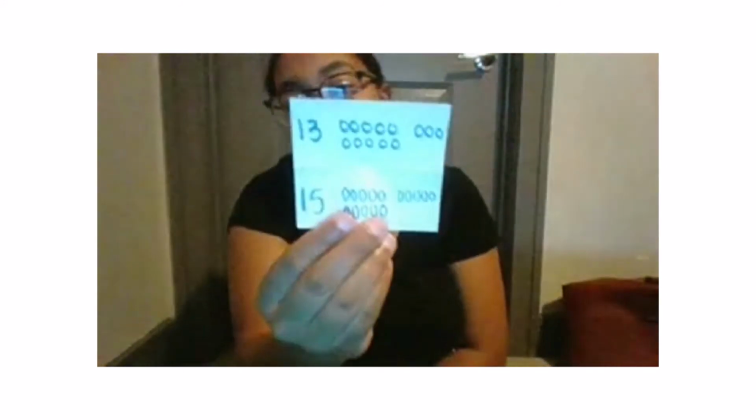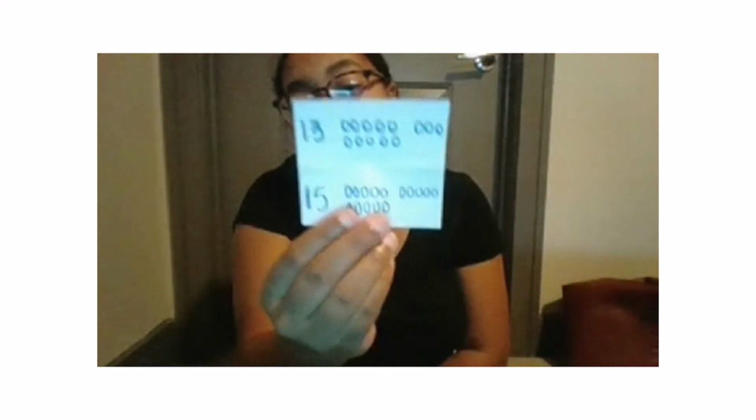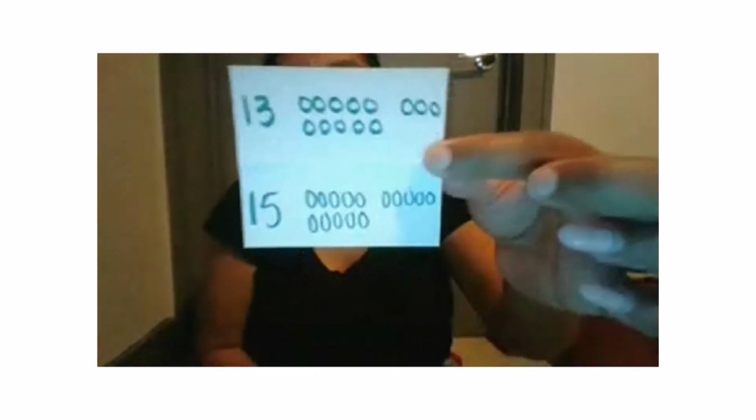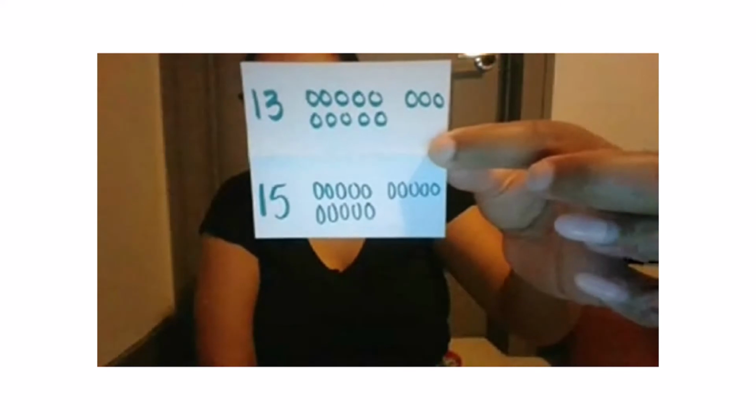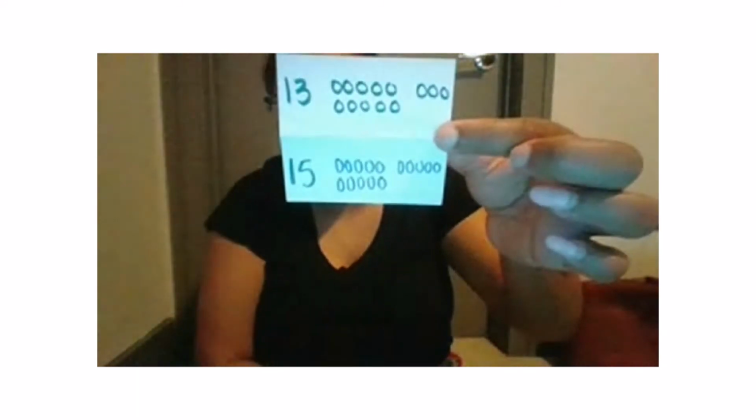We know our 10 frame. We know that they both have 10 frames because they're teen numbers. We're trying to figure out which number is greater according to its ones. Which number is greater according to its ones? 5 is greater than 3, so 15 is more than 13.